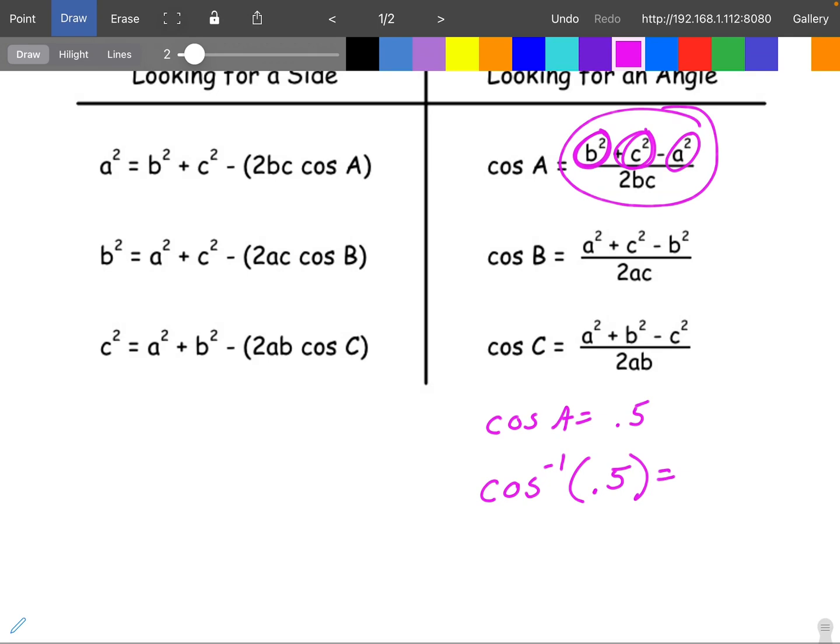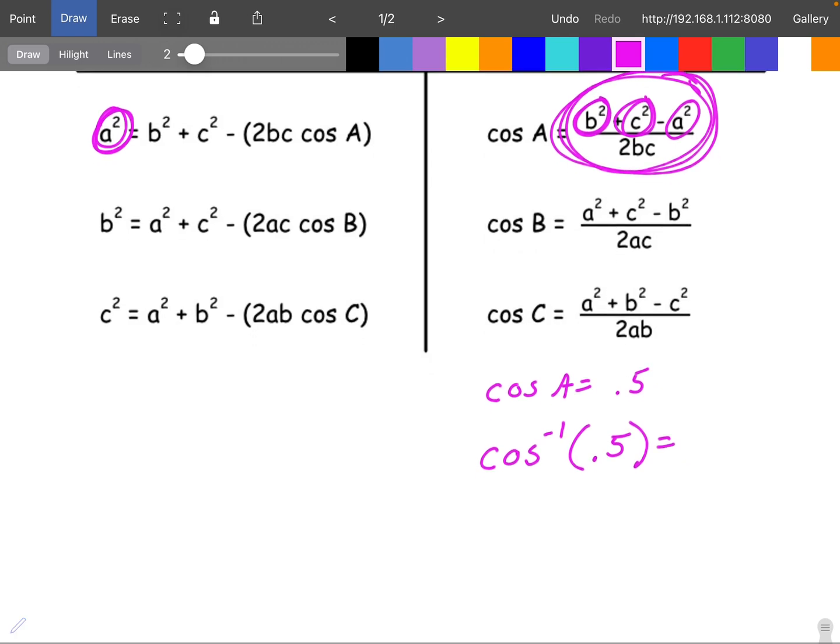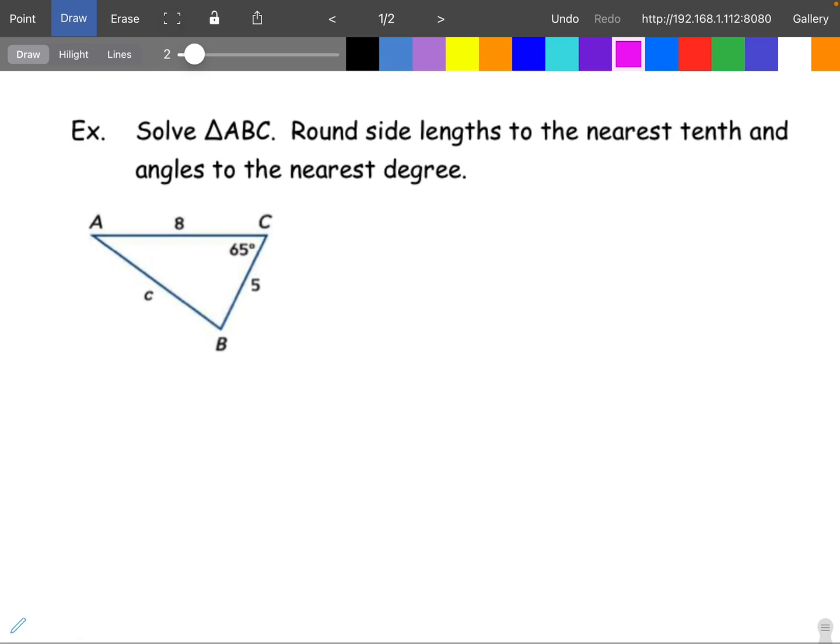and then it's going to spit out the angle for you. So if you are looking for a side, then you're just going to plug it into the formula, take the square root, and you have to take the square root because this is squared. If you're looking for an angle, you're going to plug everything into the formula, and then you're going to do inverse cosine of that answer from the fraction, and that'll give you your angle. Okay, so let's take a look.